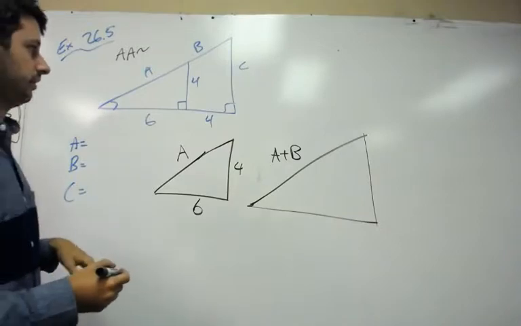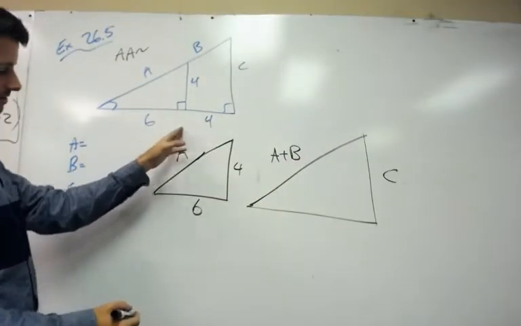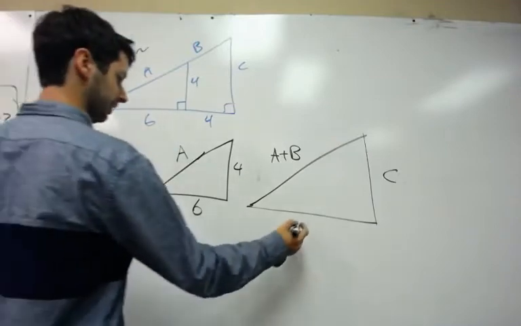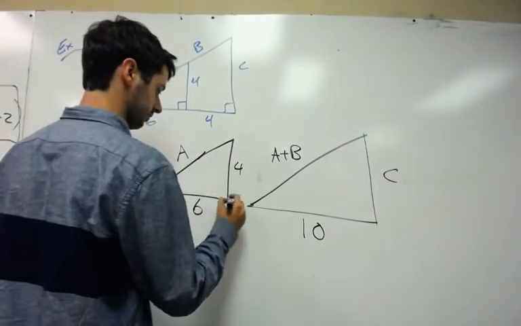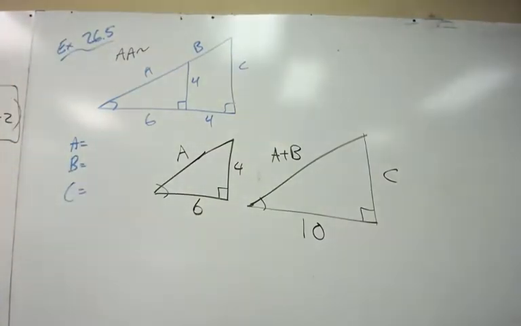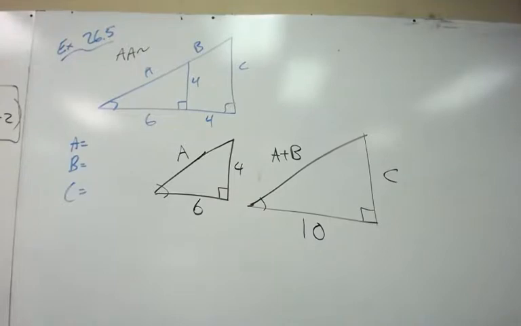The height is C, and the base is the sum of 6 and 4. Add those and you get 10. So now we have our similar triangles divided up, so it's easier to see what correlates. So the ratio we're going to use, well actually let me say this first.